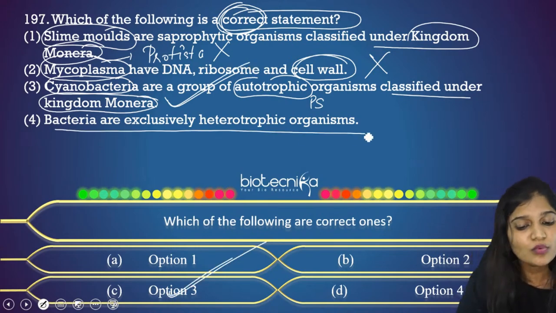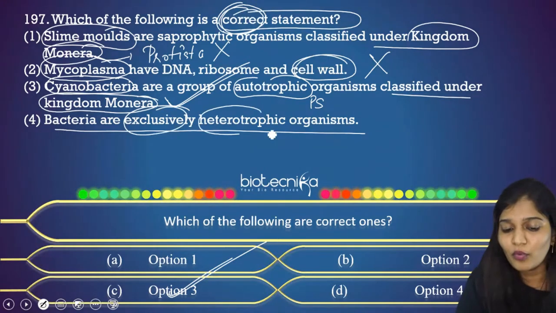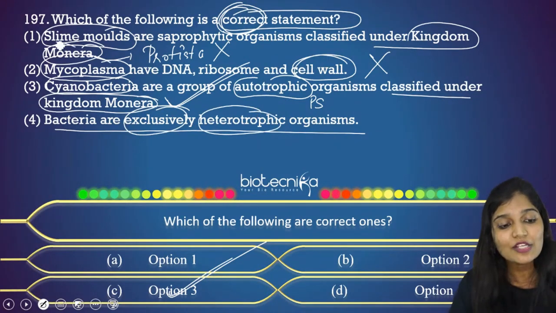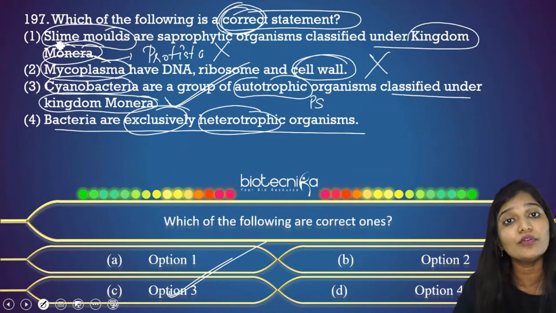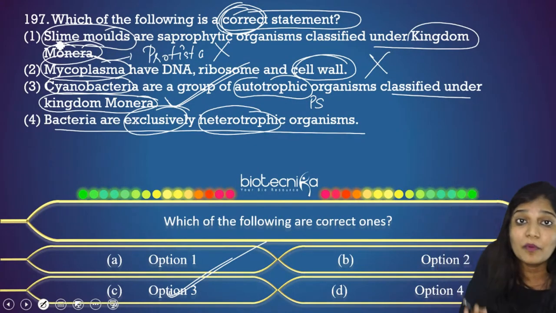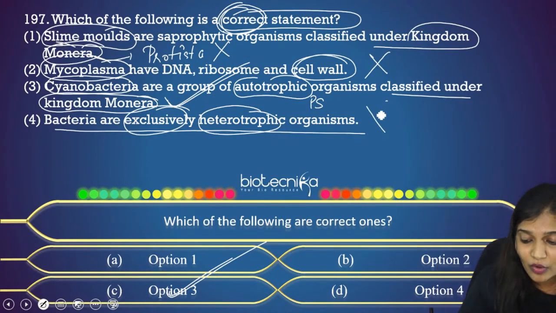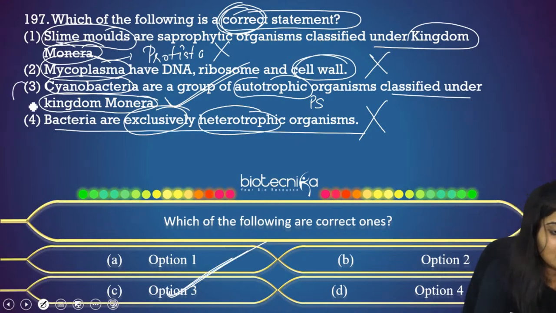Bacteria are exclusively heterotrophic. No, some bacteria can actually be autotrophic in nature, which means they can prepare their own food. So this is also a wrong statement. So the correct answer is going to be what? The third statement. This is the correct statement.